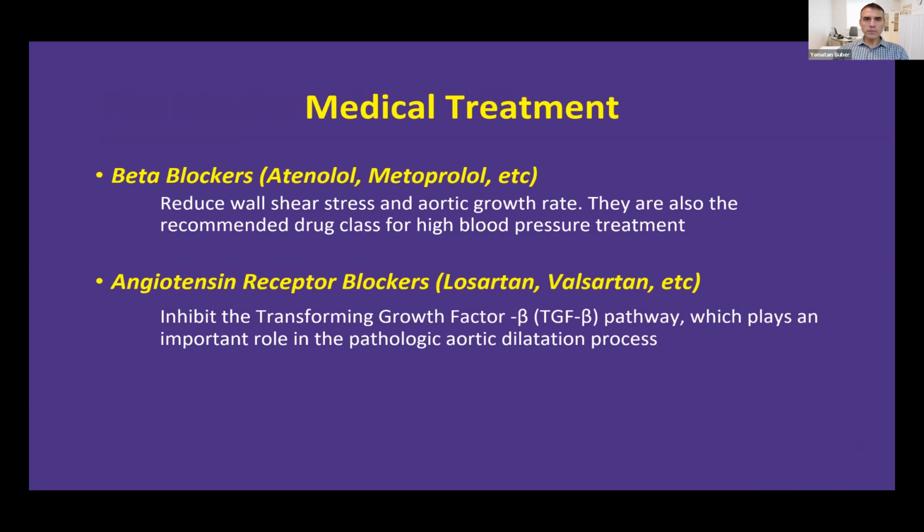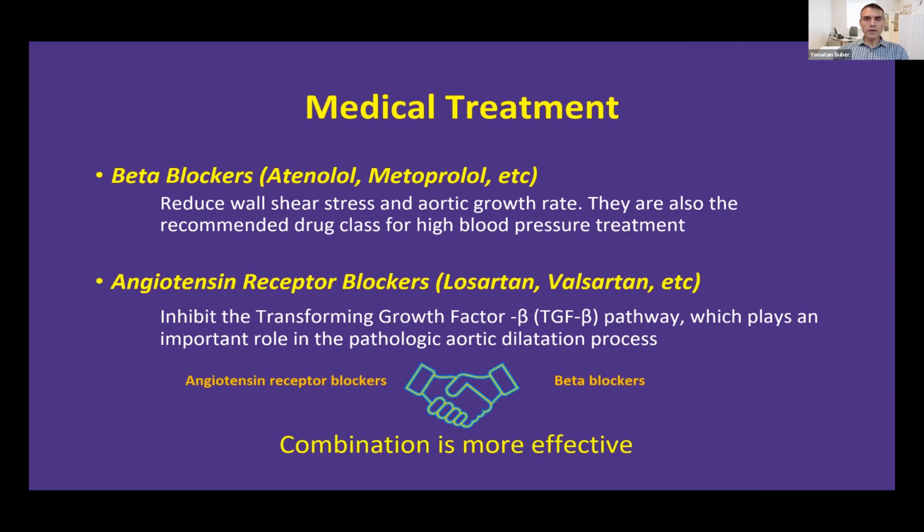In terms of medications, we're looking at two main classes of medications in Marfan syndrome. Those would be, of course, the beta blockers and the angiotensin receptor blockers. The beta blockers reduce wall shear stress and aortic growth rate, and they're the recommended class of medications for patients with high blood pressure. The angiotensin receptor blockers work on the TGF-beta pathway, which has an important role in the pathogenic aortic dilatation process. When possible and when feasible, those two classes work very well together. So for patients who can tolerate them and have good blood pressure, we recommend both beta blockers and angiotensin receptor blockers.